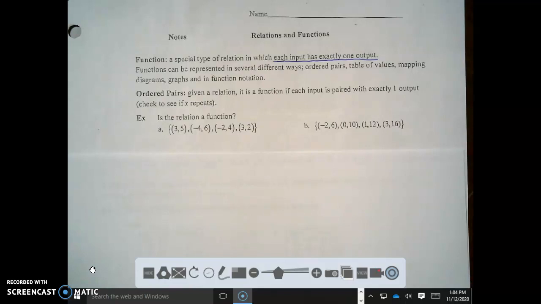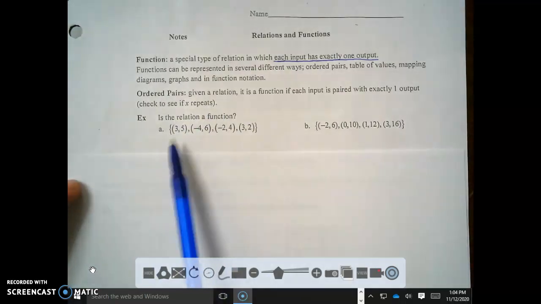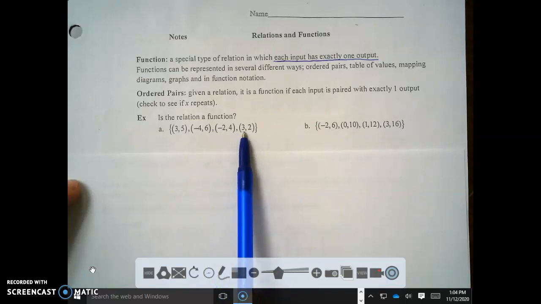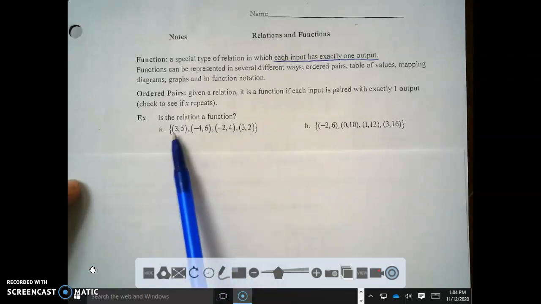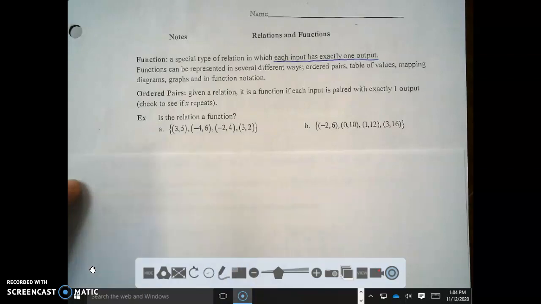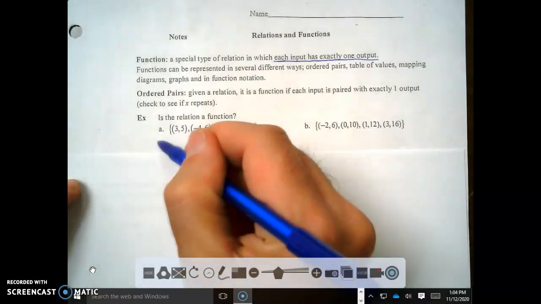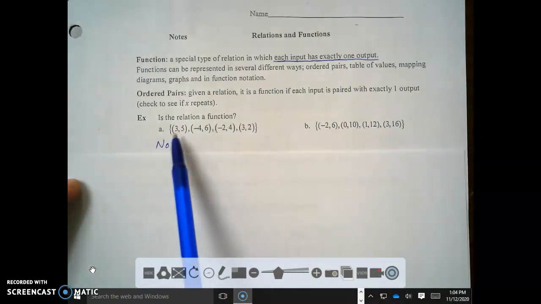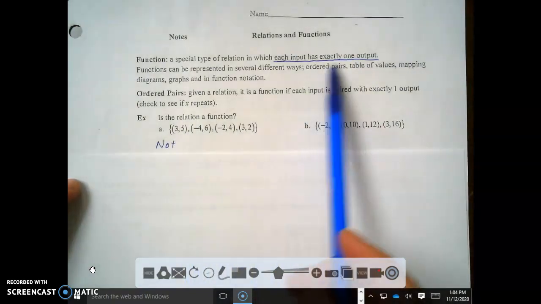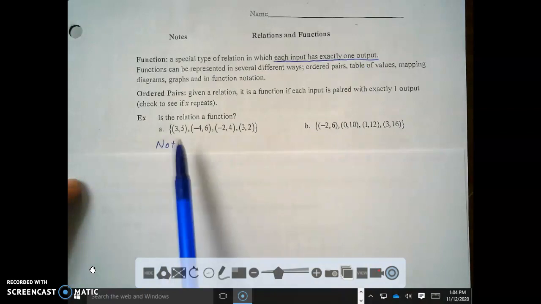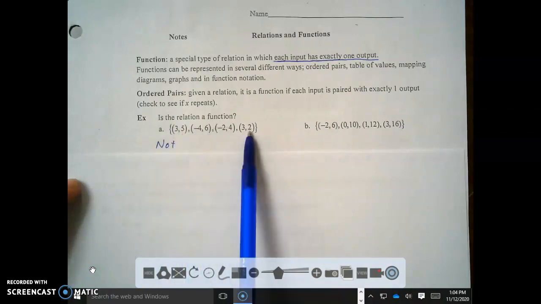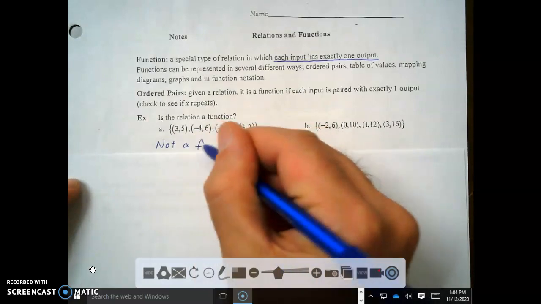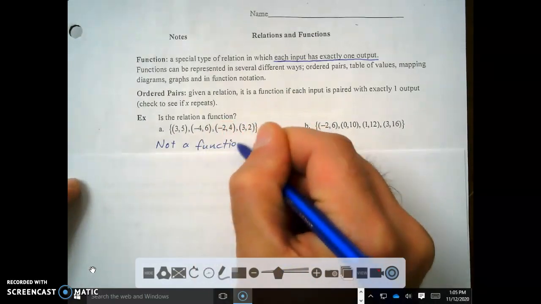So what you look for, look at the input numbers. Okay, the first number, the x number, the domain numbers. If they repeat, it is not a function, because that input 3 does not have exactly one output. It has more than one output. It has an output of 5 and an output of 2. So this one is not a function.